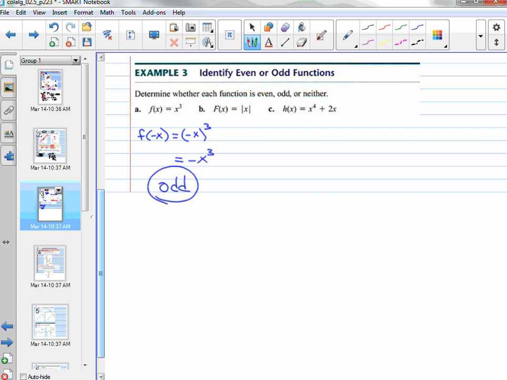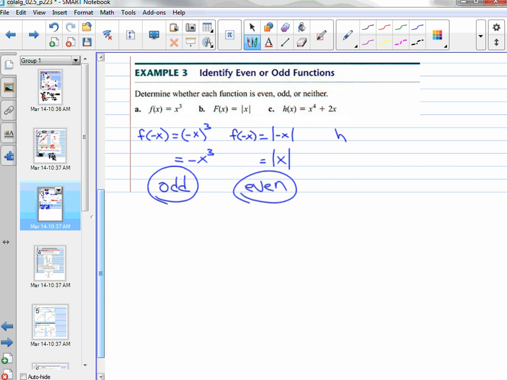Let's try this one. I'm going to substitute a negative x. I'm going to take f of negative x. Absolute value of a negative x, that's the same thing as the absolute value of x, right? Same thing. I can get the same thing. It's an even function. It's symmetrical with the what? Y-axis. This is symmetrical with what? The origin. A little quiz along the way.